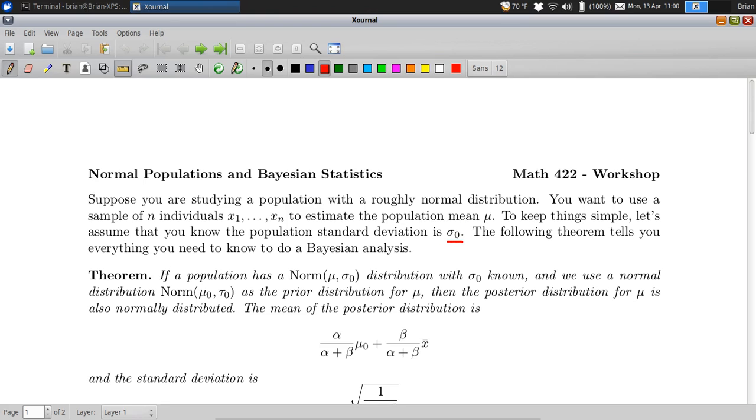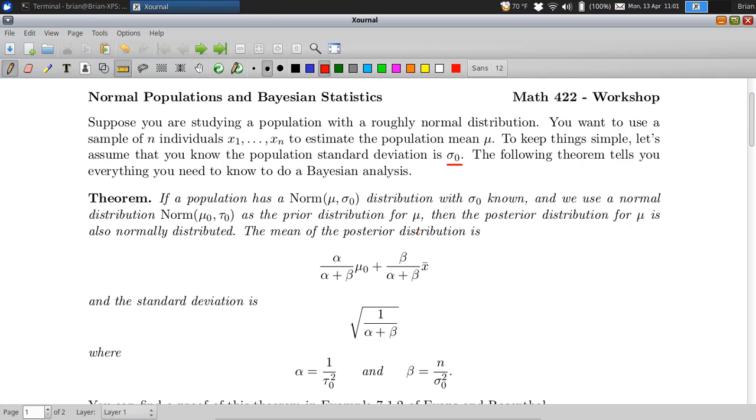That actually is a pretty big assumption. In statistics, there are relatively simple workarounds, but since we're just scratching the surface of Bayesian statistics this semester, I think it's okay to pretend that we know this number and just sort of move on. So here's a theorem that says how this all works.